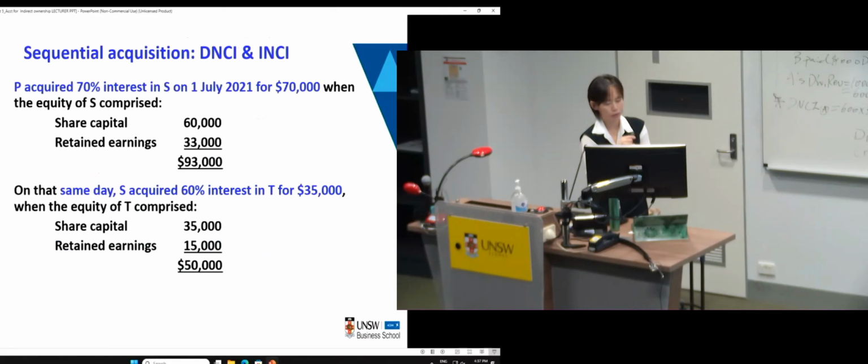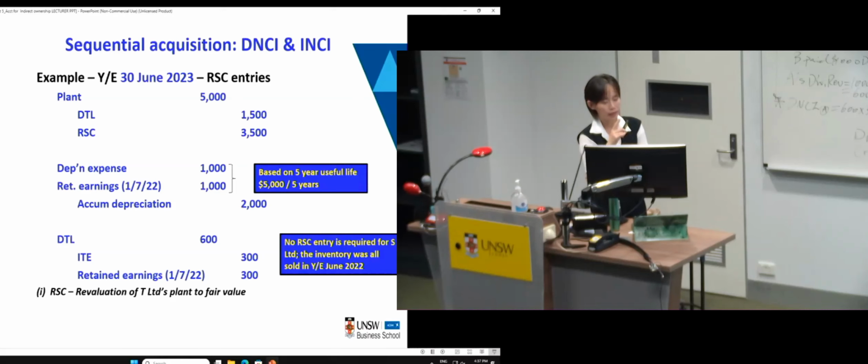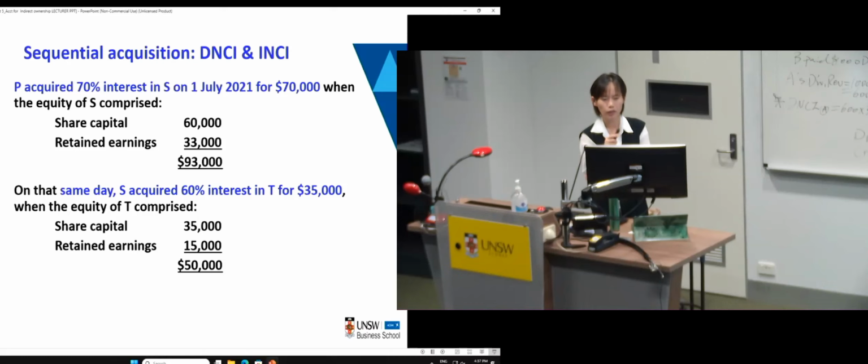All right, so after here, we've done the RSC entries, right? Now let's move on to look at the pre-acquisition entries. To identify pre-acquisition entries, we need to know the subsidiary's acquisition date equity balance, right? Now this is a given. But be careful with S. As pre-acquisition retained earnings is no longer 33,000, it has been changed to 40,000 because 7,000 is transferred from the RSC balance to pre-acquisition retained earnings. It's because the inventory held by S was all sold by the end of last year. Now for T, still the same.